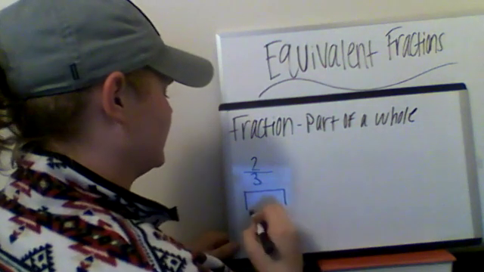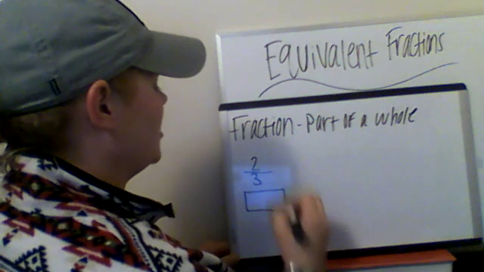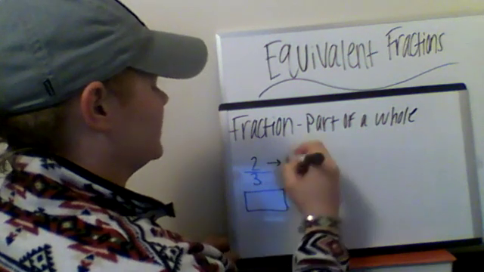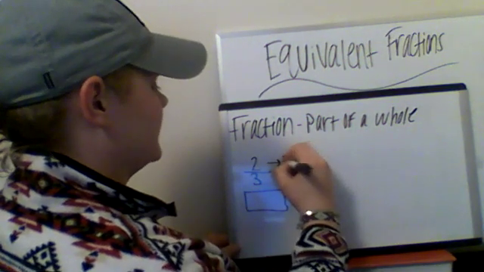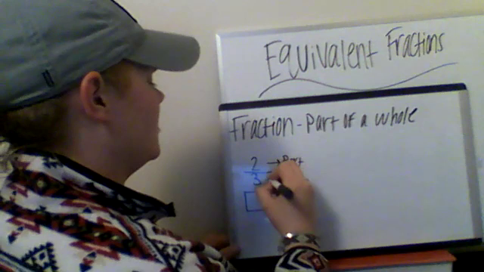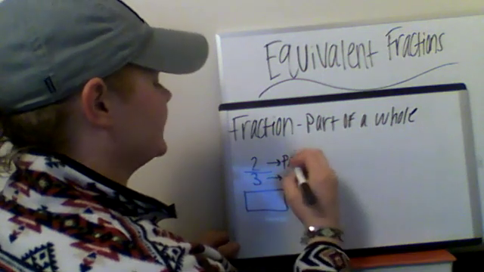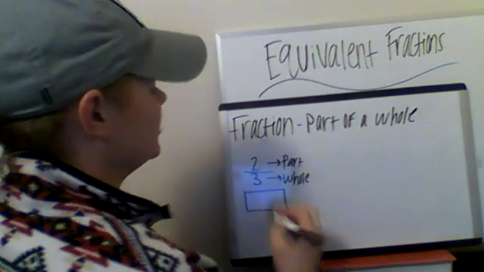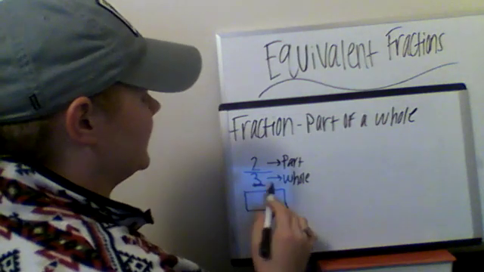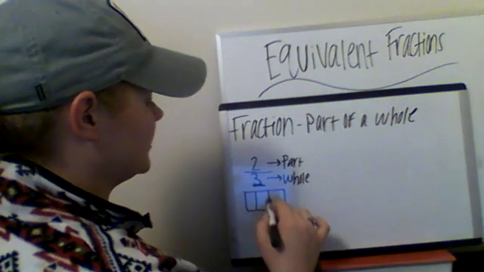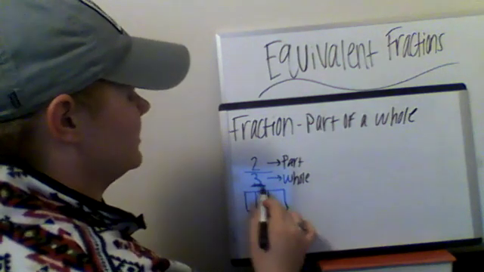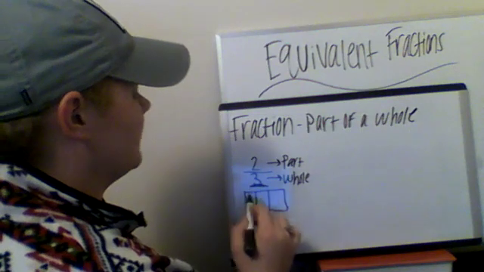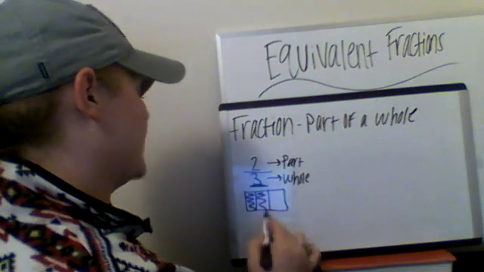all that means is my part is my top number, which is my numerator. That's my part. And my whole is the bottom number, which is the denominator. Okay? So in my fraction 2/3, that means my 3 is my whole. So I'm going to split my object into 3 sections because 3 is my whole and 2 is my part. So I have 2 parts shaded.